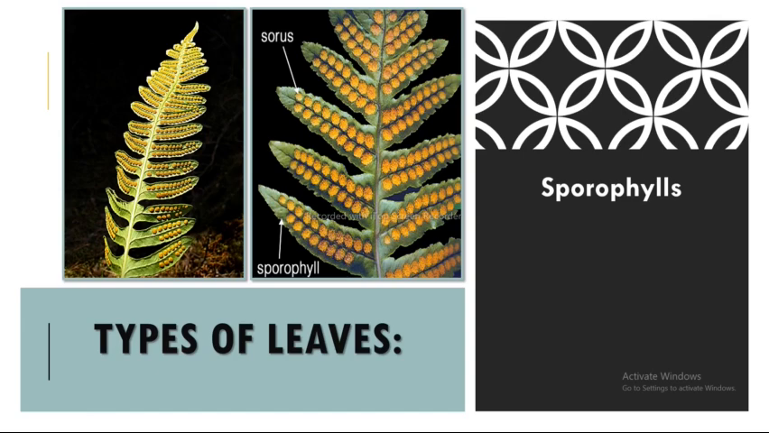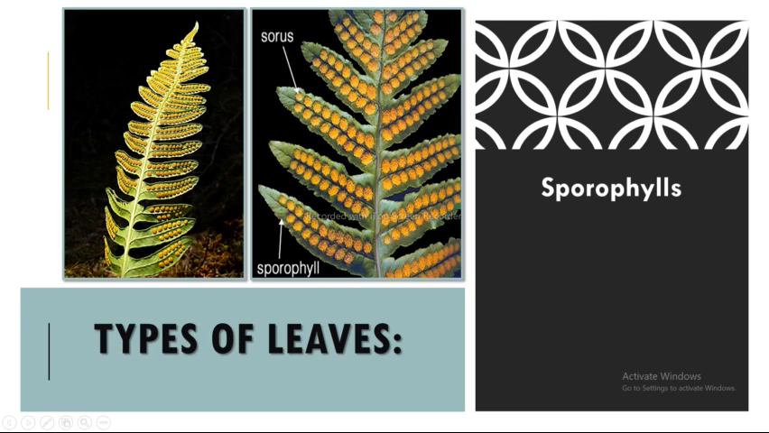Now the question is, what is meant by the sporophylls? A sporophyll is a leaf that bears the sporangia, and both microphylls and megaphylls can be sporophylls. In heterosporous plants, the sporophylls bear either megasporangia and thus are called megasporophylls, or microsporangia, so these are called microsporophylls. So in this figure you can see that this is a sporophyll and this is a sorus.